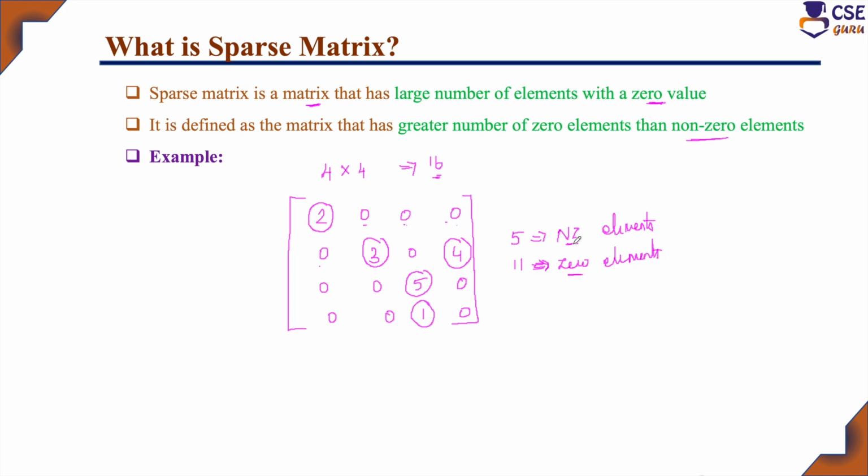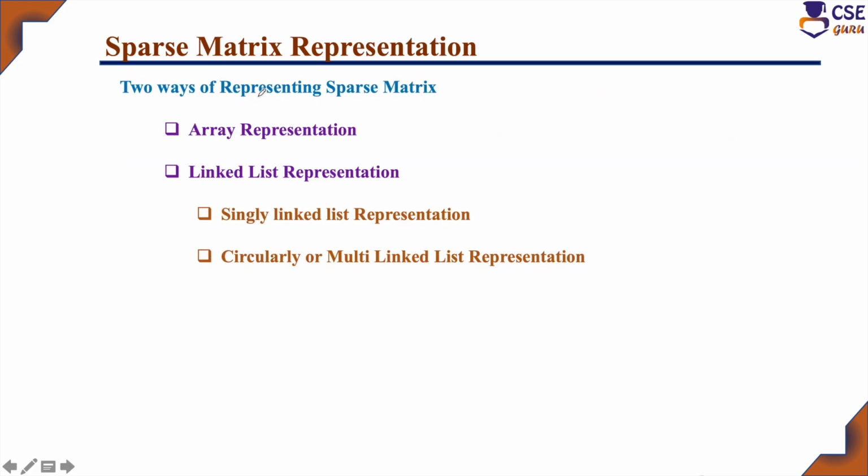sparse matrix. There are two ways we can represent a sparse matrix. One is array representation, another one is linked list representation. Now in this session we will discuss the array representation of a sparse matrix.